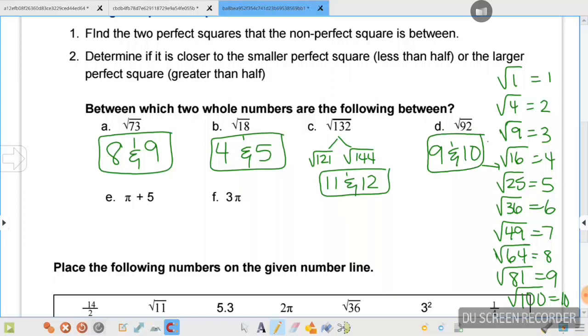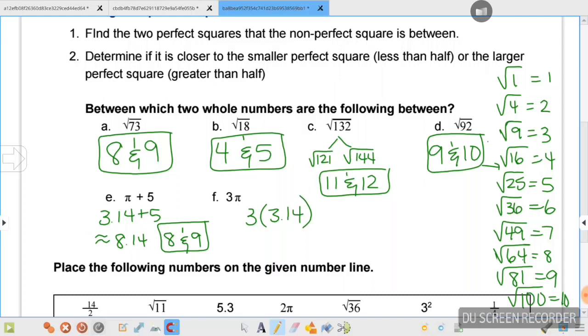Right, pi is approximately 3.14. So if I add 5 to that, that's approximately 8.14. So that's between 8 and 9. Again, pi is approximately 3.14. So if I multiply that by 3, I'm going to have 9 point something. So then it's going to be between 9 and 10. I don't need to figure out exactly what it is.